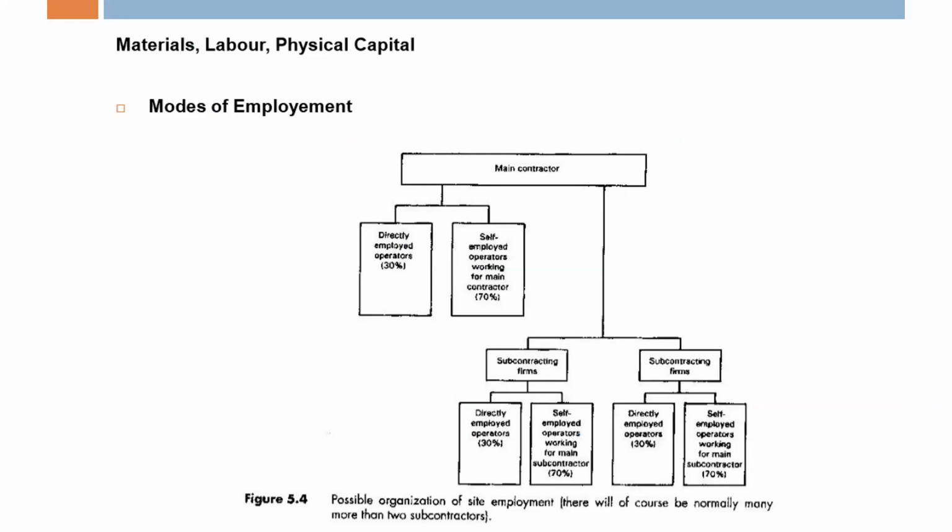They will not be direct employees of that particular main contractor, but they are self-employed operators who are working for that main contractor. On the other hand, that main contractor can give subcontracts to different subcontracting firms. Those subcontracting firms can also have direct employees working for them, as well as self-employed operators working for that particular subcontractor. So this is how normally a construction work is going on.